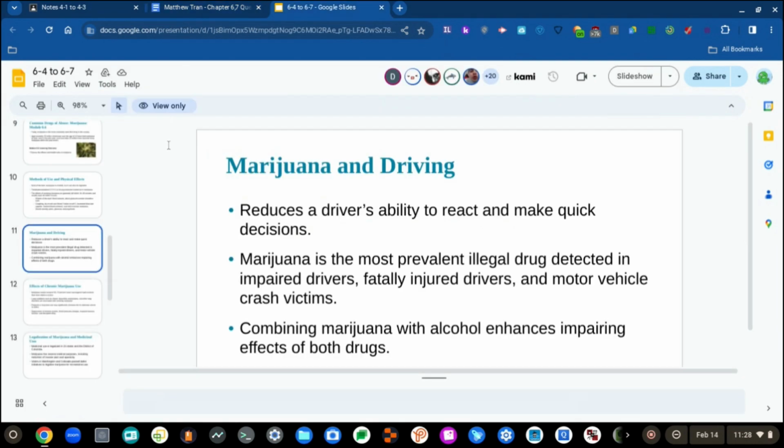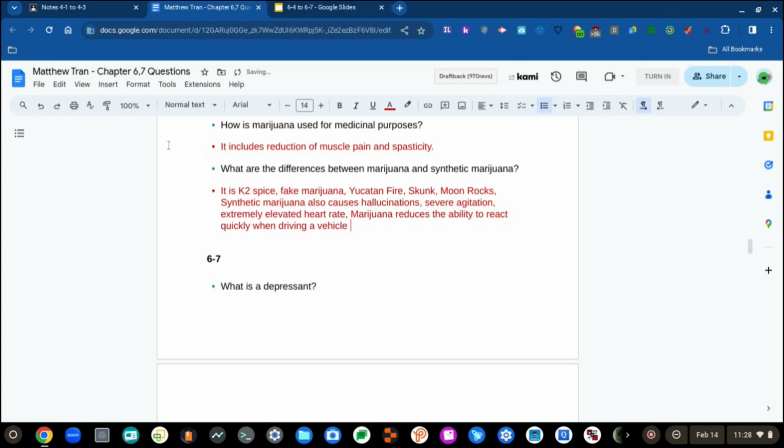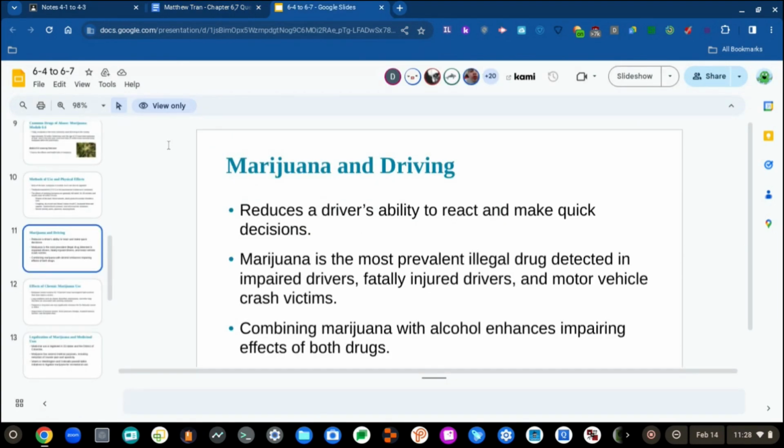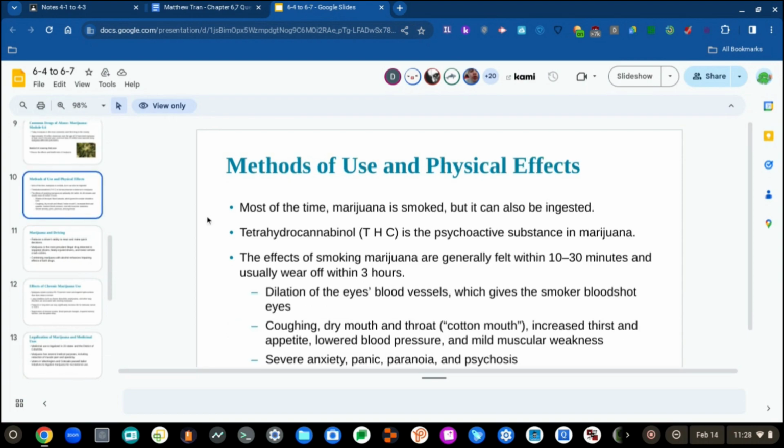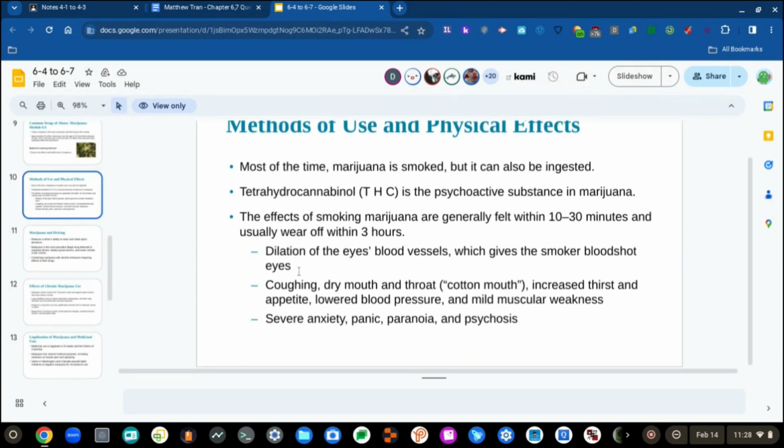So what are some of the health effects of marijuana? Anybody want to chime in? What's short and long term? What do you do? Lung? What does it do to your lungs? You smoke a lot. Marijuana. Give me an effect of marijuana.